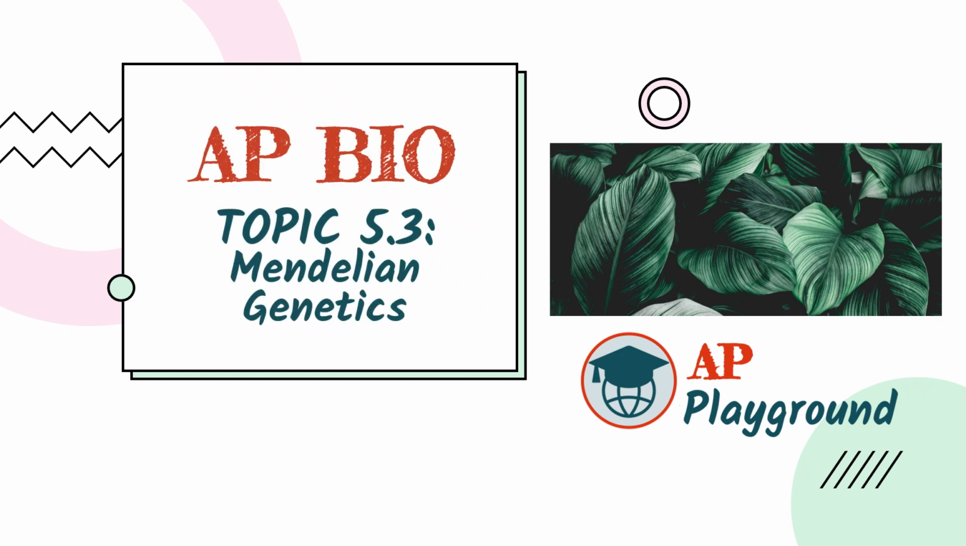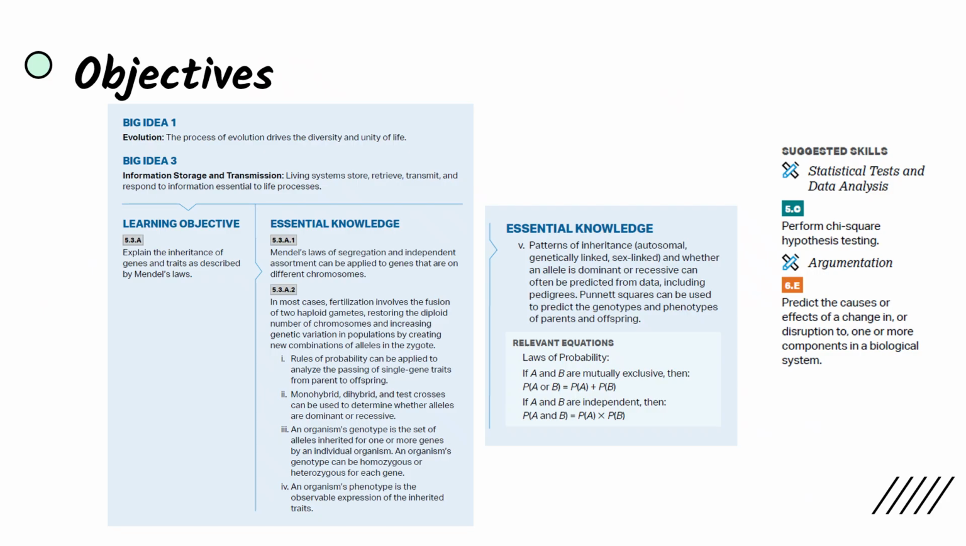Today we're covering topic 5.3, Mendelian genetics. As we first start talking about genetics, we'll be focusing on the work of Gregor Mendel, and we'll be talking about his laws of segregation and independent assortment, as well as the rules of probability that can be applied to genetics, and we'll be looking at Punnett squares and Mendelian patterns of inheritance.